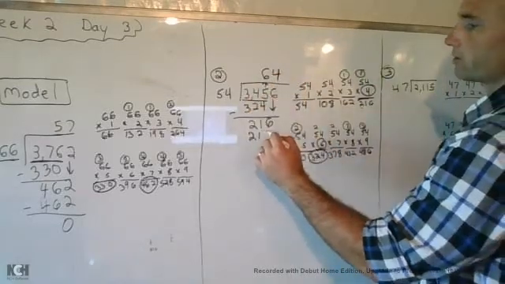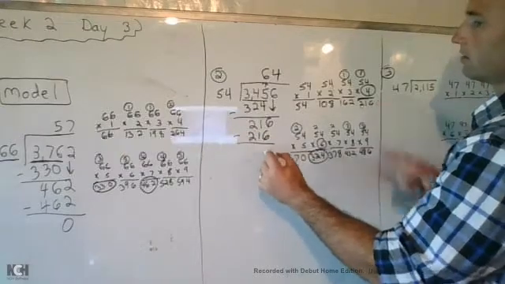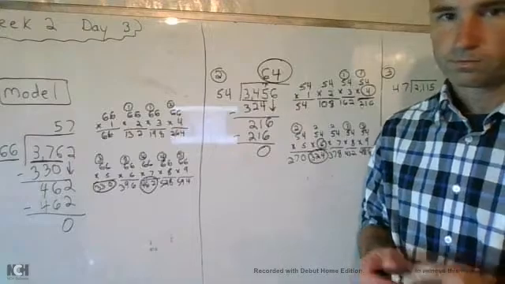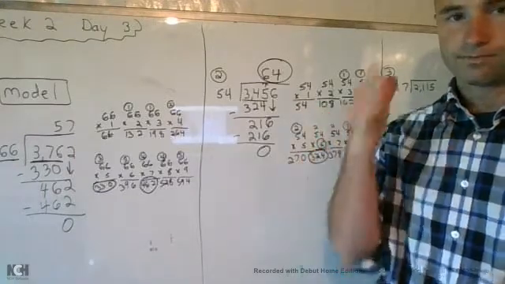4 times 54 equals 216. As we see here, we get nothing left over in the solution of 64. All right.